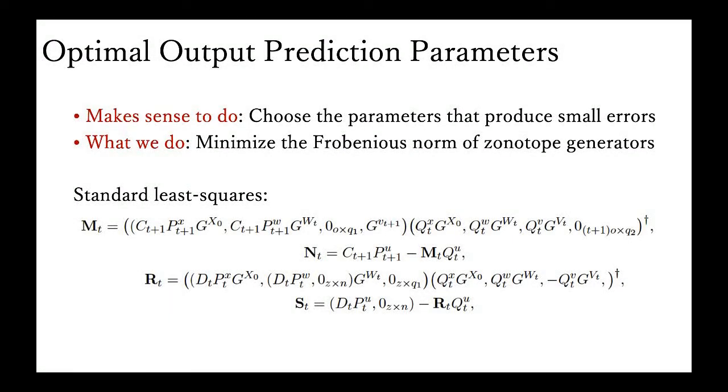Now it is time to pick values for M, N, R, and S. We can pick any values, just the error terms depend on them. So it makes sense to pick values that minimize the error terms, and we do it in a way that we minimize the Frobenius norm of the zonotope generators of these errors. And actually that leads to a standard least squares problem, for which we have a closed form solution for M, N, R, and S. The most significant computation required here is taking a pseudo inverse of a large matrix, and that's all. And it's quite convenient to do.